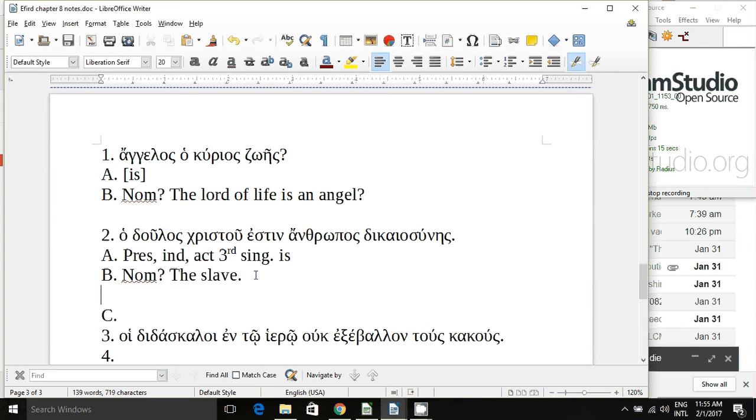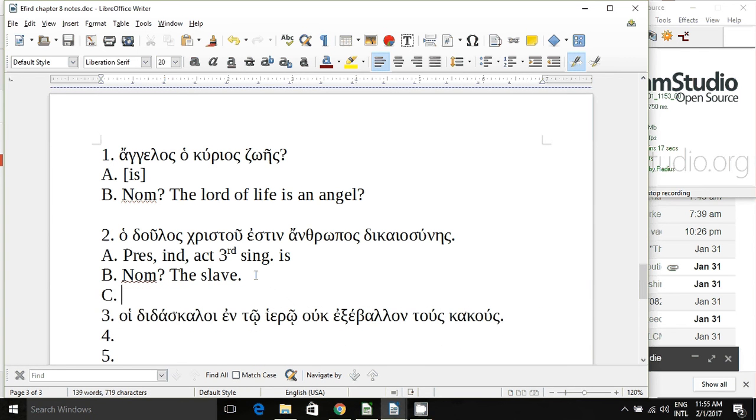So we're not going to expect to see an accusative. In fact, we'll expect to see another nominative, and we in fact have another nominative, anthropos. The slave is a man, dikaiosunes, of righteousness. And then we have one more word, Christou, genitive, of Christ. The slave of Christ is a man of righteousness.